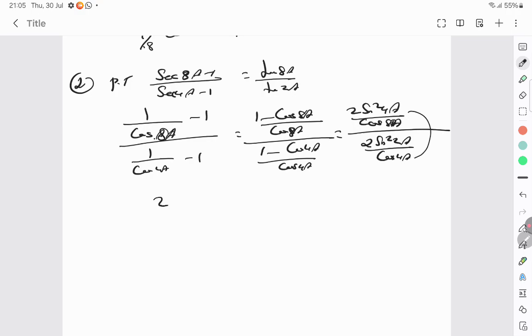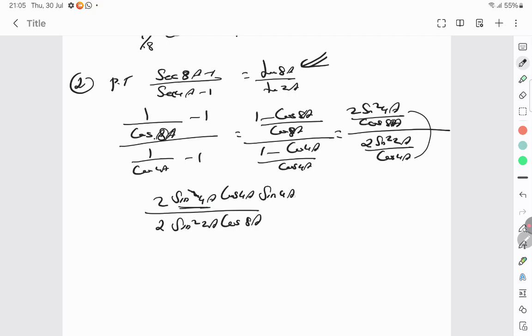Take it up. 2 sin square 4a into cos 4a by 2 sin square 2a into cos 8a, which is there in the denominator. Now I want tan 8a. Let's cancel this sin square 4a and write it as sin 4a into sin 4a, so that this 2 sin 4a cos 4a is sin 8a. By this, sin 8a by cos 8a has given us tan 8a, and we need tan 2a.